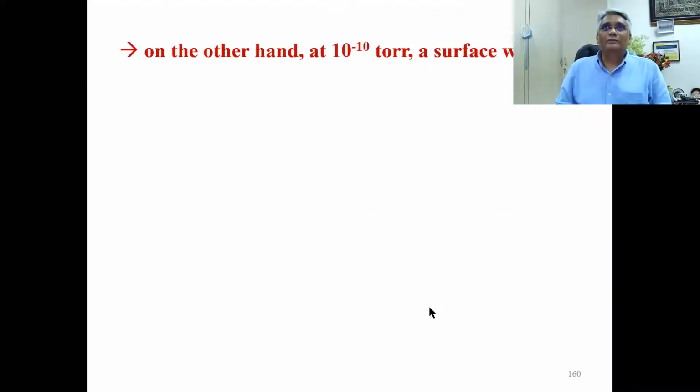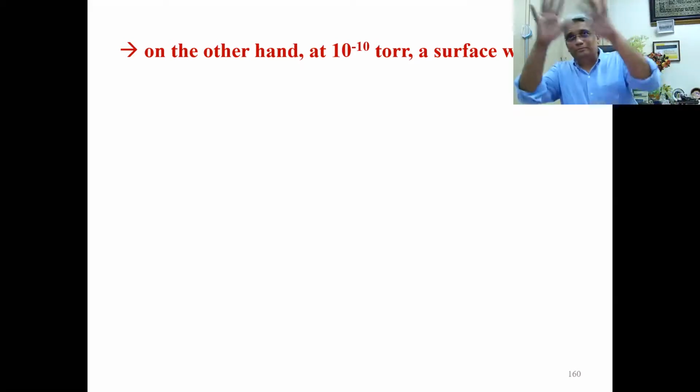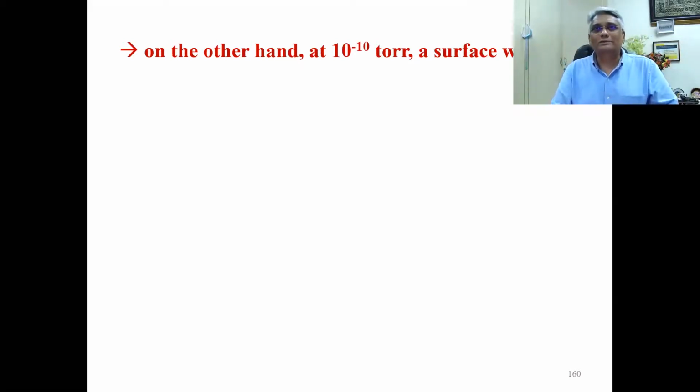What is that minimum vacuum level? On the other hand, when you go to the extreme vacuum levels of 10 raised to minus 10 torr, which is not easy to achieve. See that the normal vacuum levels of 10 raised to minus 6 torr are achieved inside these working chambers within anywhere from 45 minutes to 2 hours.